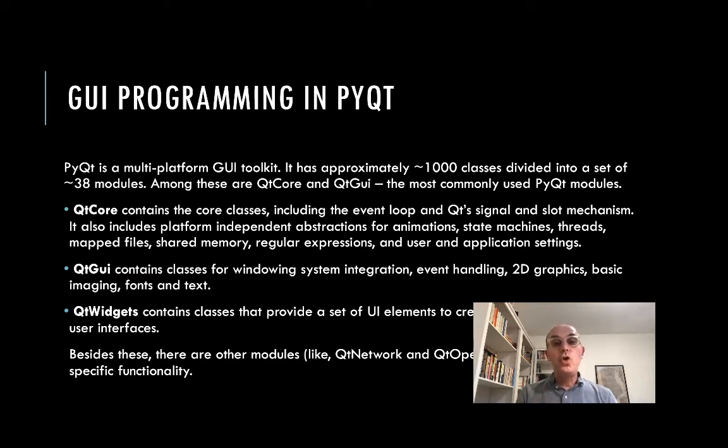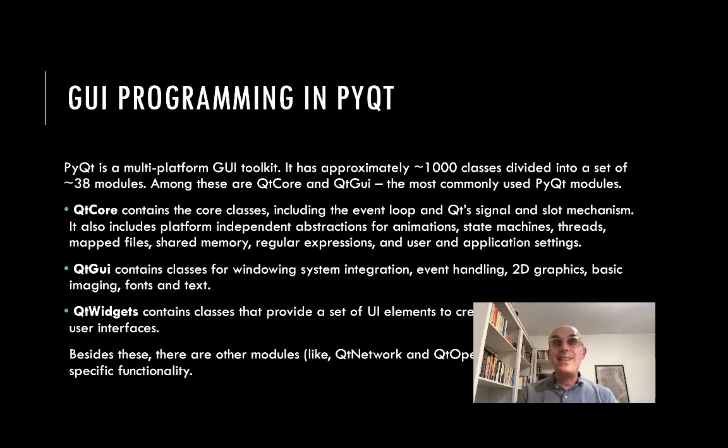QtCore and QtGui are the most common ones. QtCore contains core classes that include the event loop and signal and slot mechanism, and it includes platform independent abstraction of animation, state machines, and shared memory, and so on, and user and application settings, which is really important.